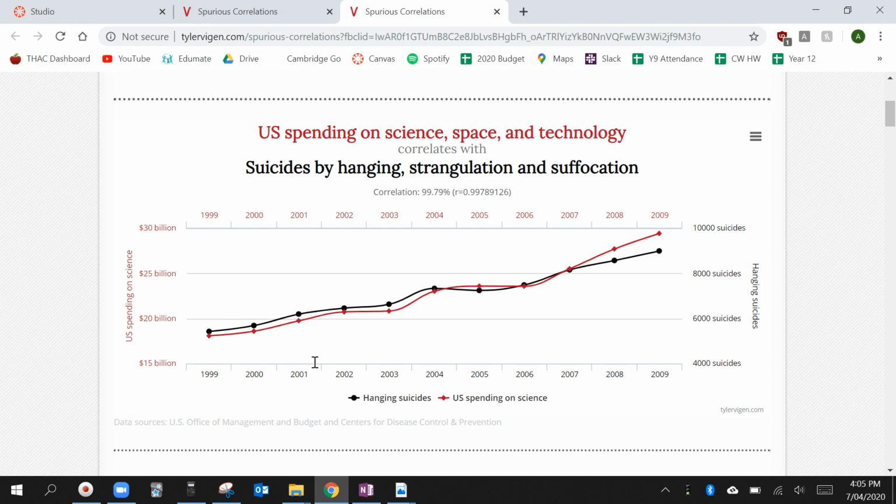So we can see here that it looks like they are very closely linked. But just because they correlate with one another doesn't mean that one event causes the other to happen. It doesn't mean that the more the US spend on science, space, and technology, that causes more suicides by hanging, strangulation, and suffocation.